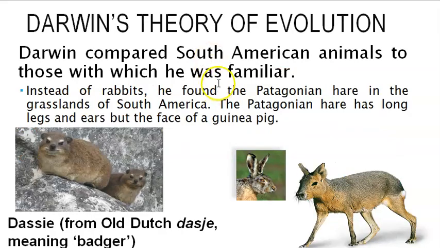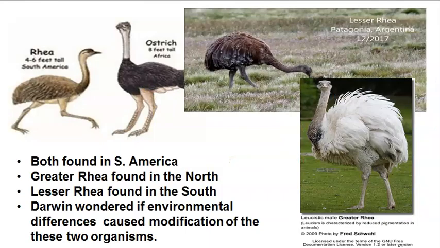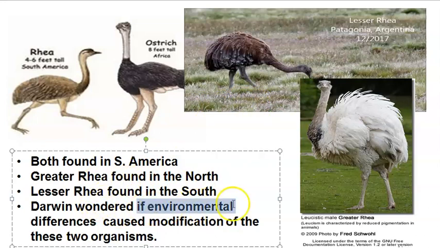Darwin also saw, he compared animals where they lived. Instead of rabbits, he found this hare in the grasslands of South America. And so he was wondering various things, why were they adapted to the same type of environment? Both animals ate grass, hid in bushes, moved rapidly. And he was trying to wrestle with where do these species come from? You can see right here these two large birds that are related, both found in South America. Darwin wondered if environmental differences caused modification, right? Differences of traits of these two organisms.